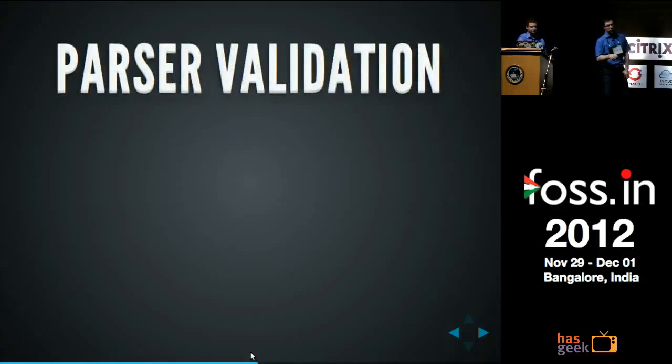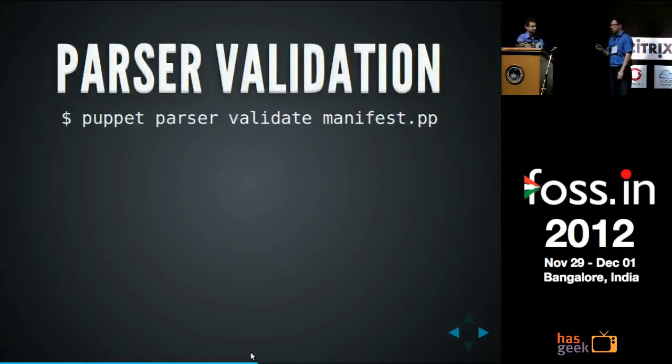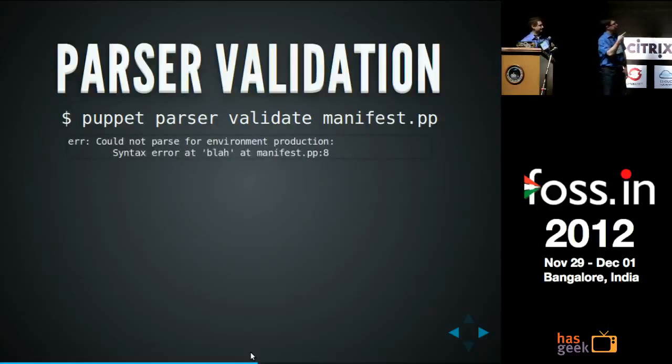It's an important point. So obviously we've introduced you to it. There you go: puppet parser validate manifest.pp. It's built into Puppet. If you have Puppet, you have this. Therefore, there's no excuse for not implementing it.